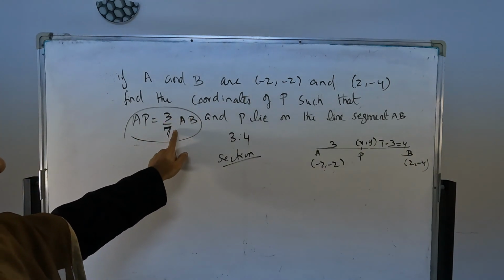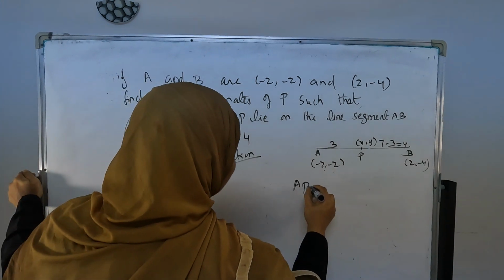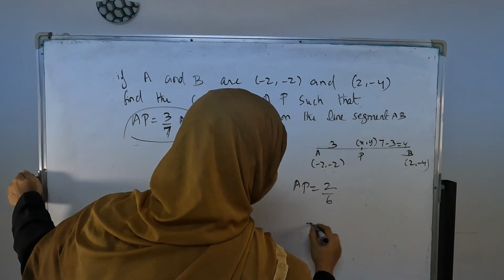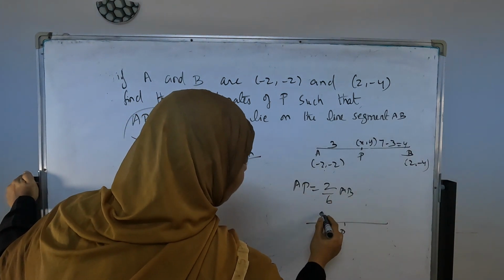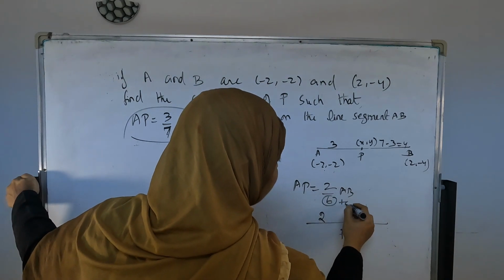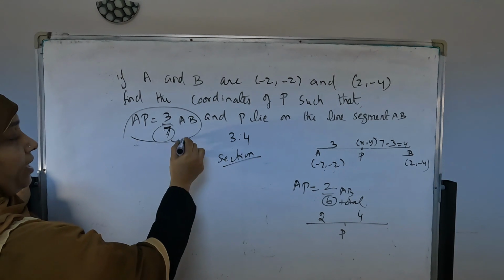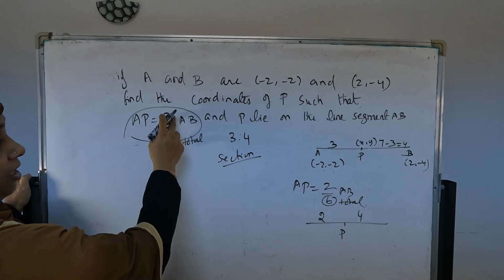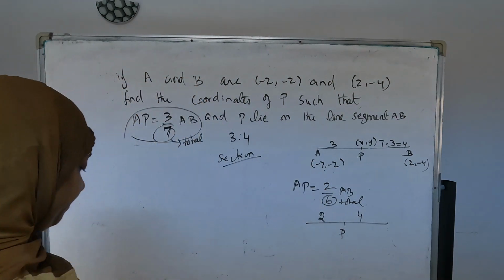This part only is new to you, that only I am explaining here. Suppose if they give AP as 2 by 6, how will you write? That is P is 2 by 6 of AB, means this part is 2, 6 minus 2 is 4. This is the total. So from the total we are subtracting that numerator part, that time we will get the rest of the part. Clear?